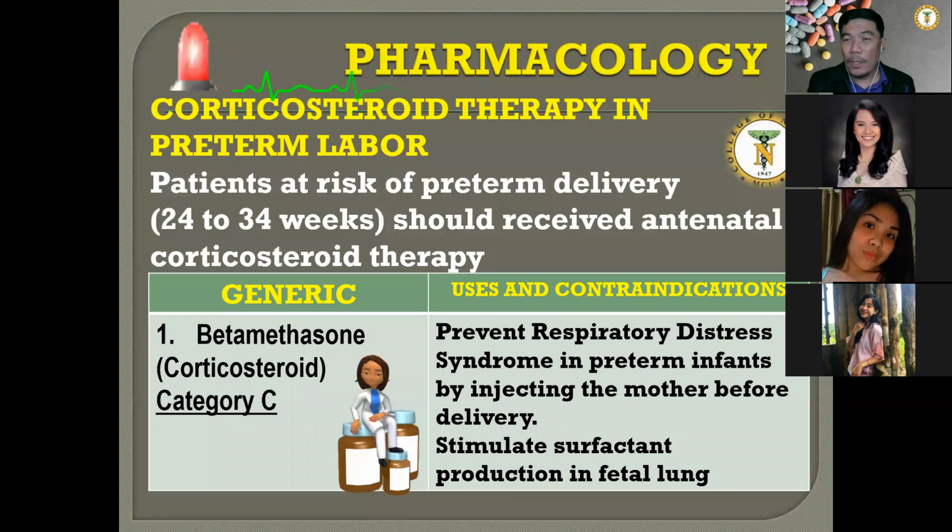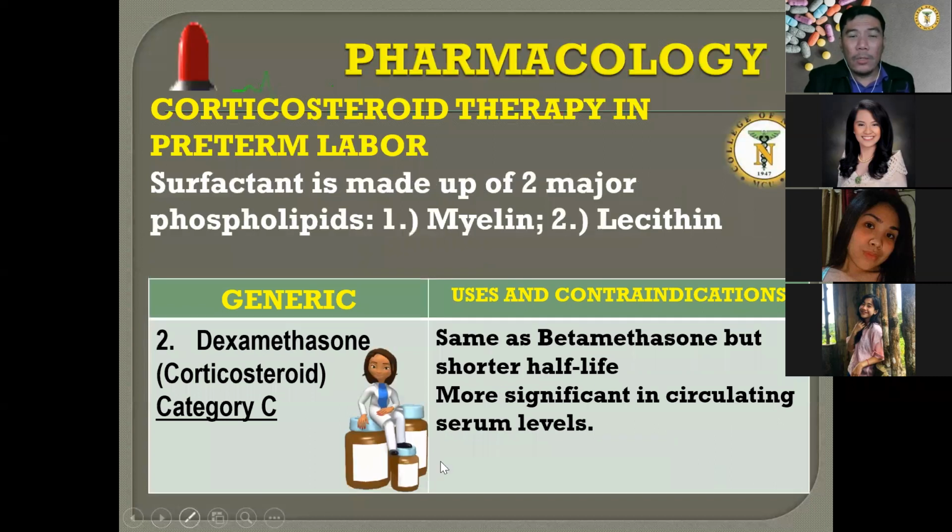Betamethasone is category C because we know that steroids may greatly affect kidney function, so we are careful. But on the other hand, its purpose is to prevent respiratory distress and to stimulate surfactant. It is usually injected to the mother prior to delivery, not at the time of delivery, because it may no longer circulate to the baby. This is to promote fetal lung expansion through the surfactant. So betamethasone. Sir, how about if we don't have betamethasone? The other choice is dexamethasone.